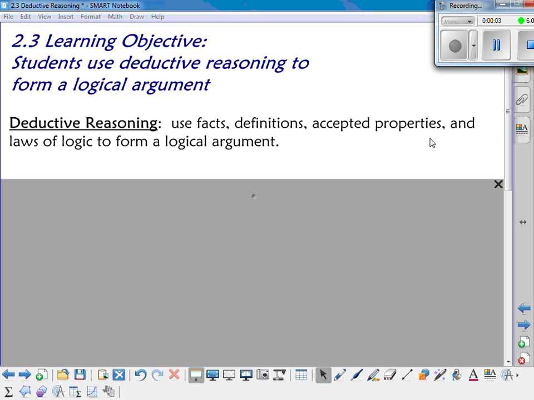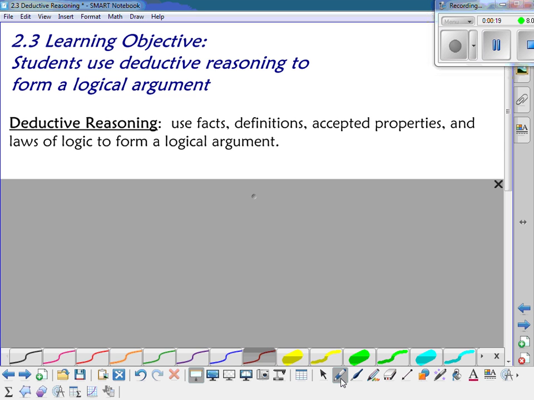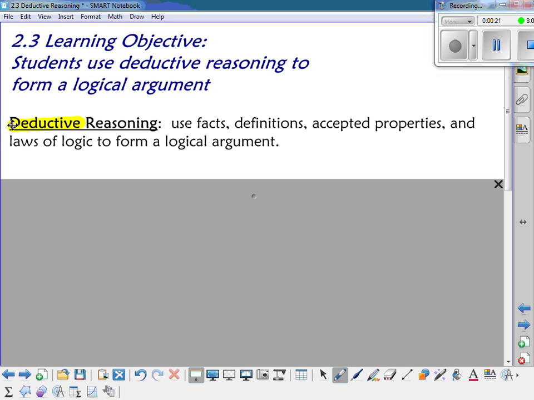Today's learning objective: students use deductive reasoning to form a logical argument. So deductive reasoning is when we use facts, definitions, accepted properties, and laws of logic to form a logical argument. So when you think of deductive reasoning, think of logic.